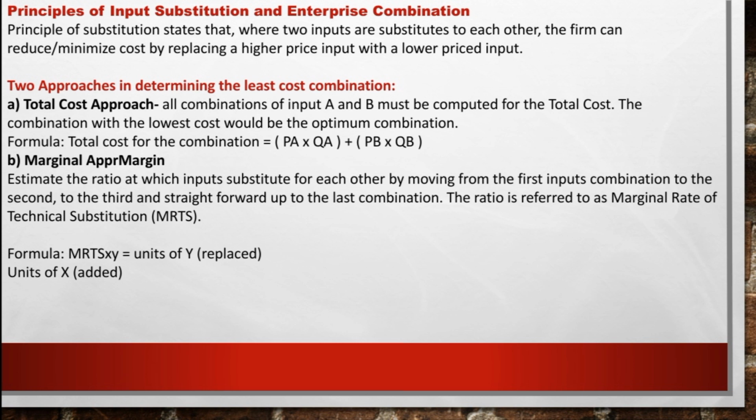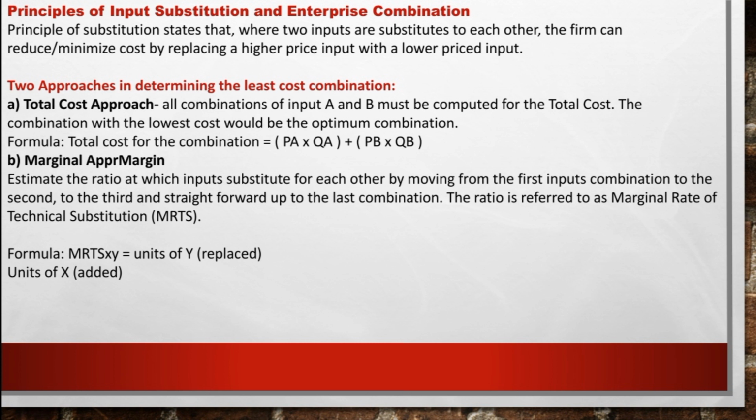In order to solve this, the total cost for the combination is equal to (PA times QA) plus (PB times QB). Letter B. Marginal approach. Estimate the ratio at which inputs substitute for each other by moving from the first input combination to the second, to the third, and so on up to the last combination.